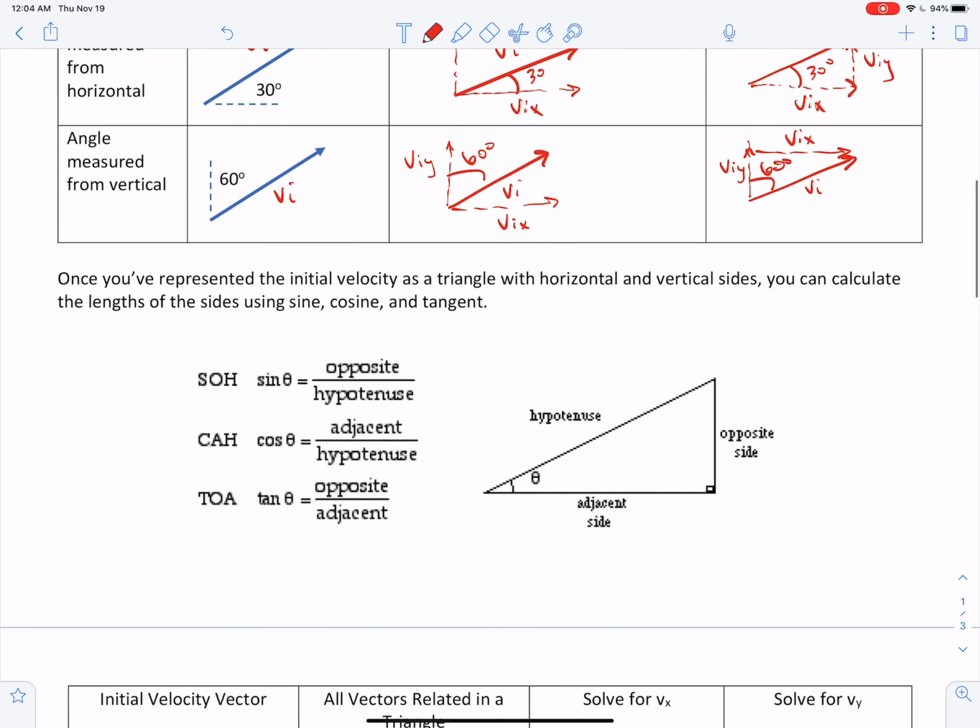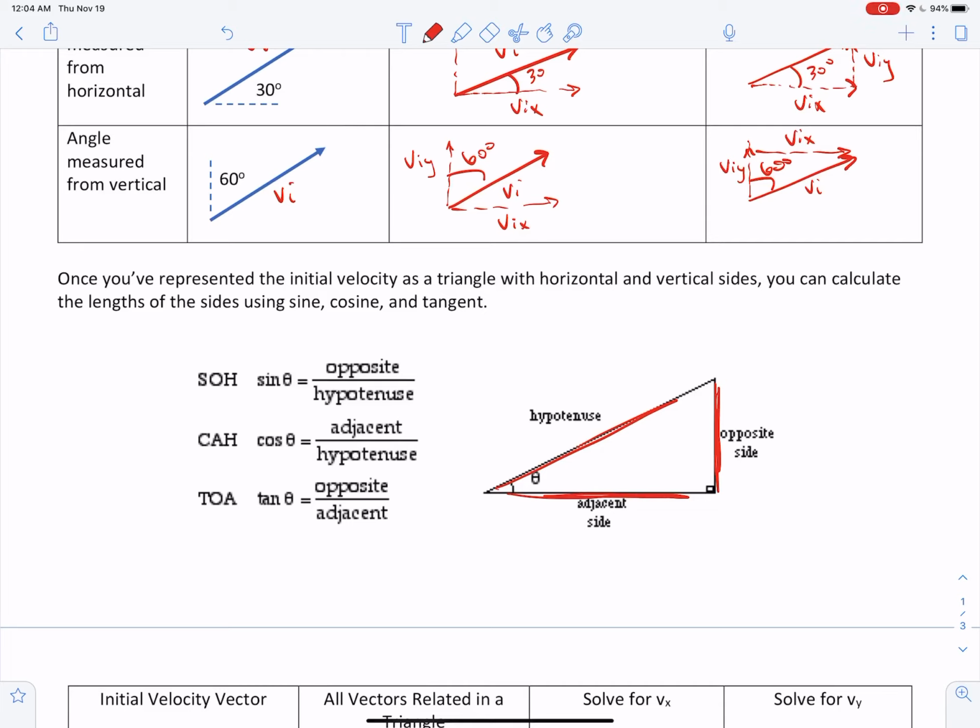Once you've represented the initial velocity as a triangle, which is what we did here, with horizontal and vertical sides, you can calculate the lengths of the sides using sine, cosine, and tangent, right? So if the angle is measured from the horizontal, then these would be labeled as such. This would be your opposite side, this would be your adjacent side, and this is the hypotenuse here, okay?